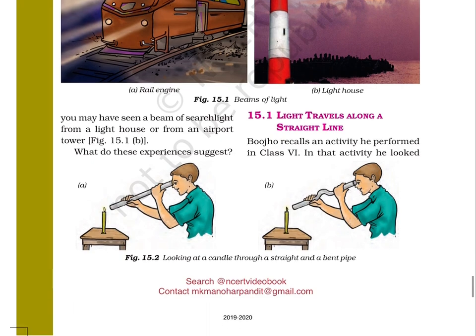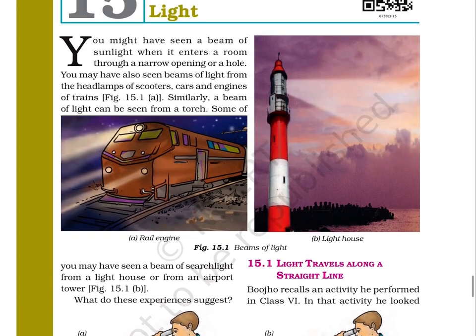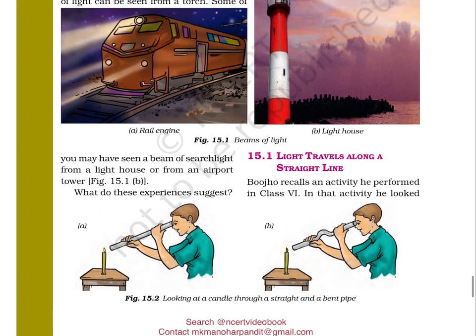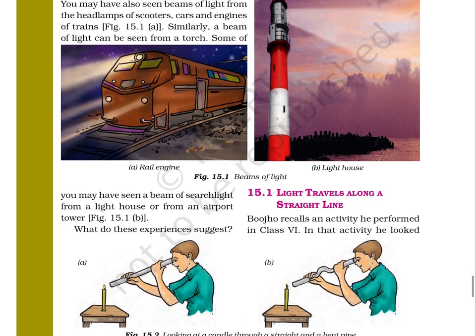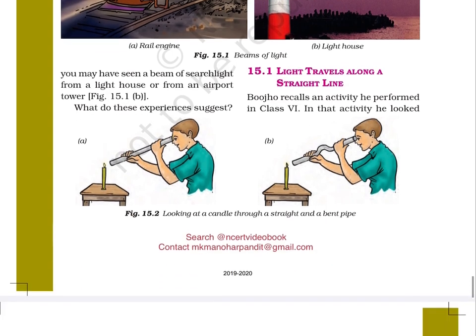What do these experiences suggest? Figure 15.1a. Rail engine. B. Lighthouse. Figure 15.1. Light travels along a straight line.